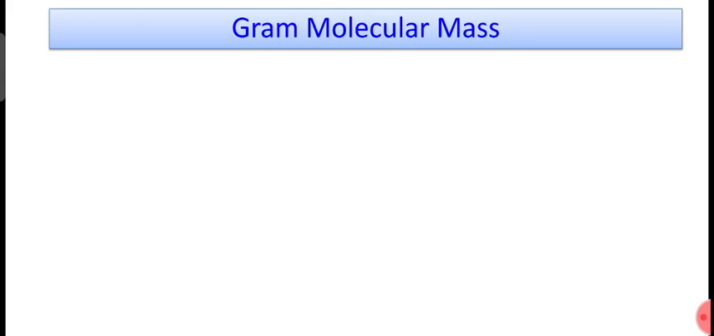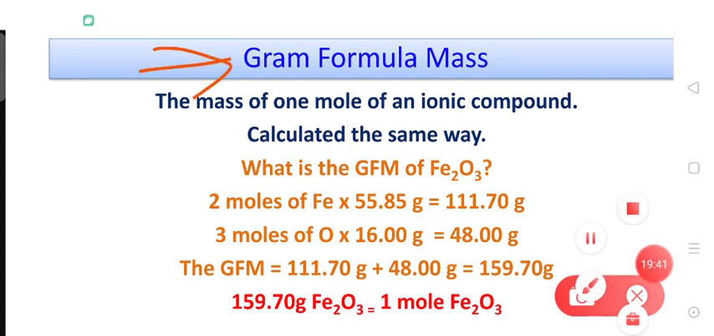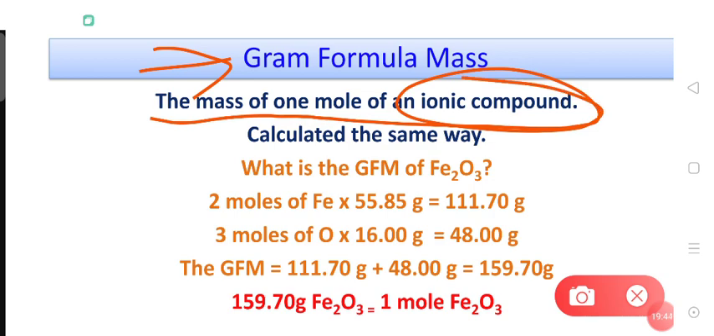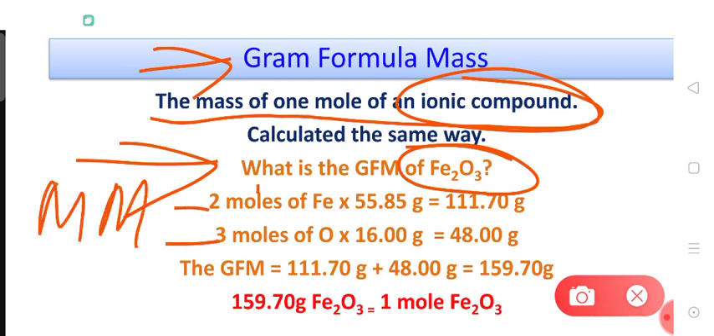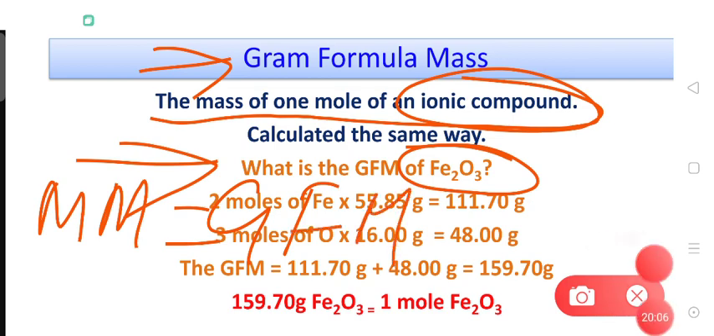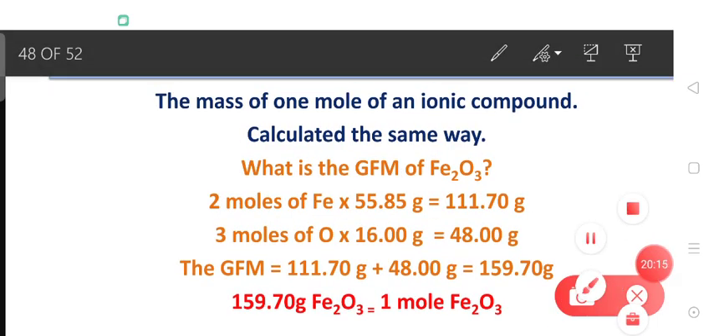Let's understand what is gram formula mass. Here you can see gram formula mass, the mass of 1 mole of an ionic compound. And this is calculated in the same way as molecular mass is calculated. For example, Fe2O3 is an ionic compound, and if we talk about its gram formula mass or its molar mass, this is an ionic compound, so its molar mass will be equal to gram formula mass. So how to calculate the gram formula mass, right?